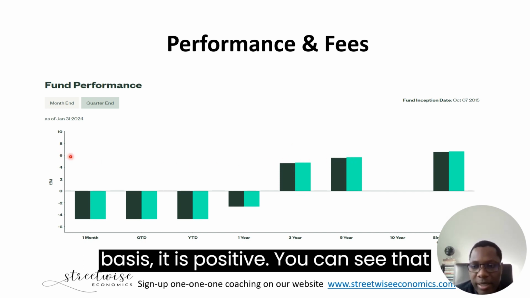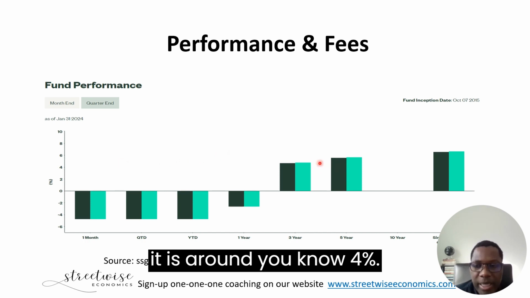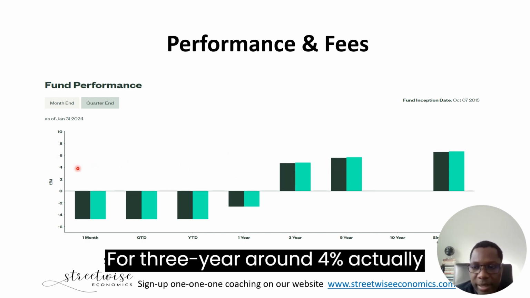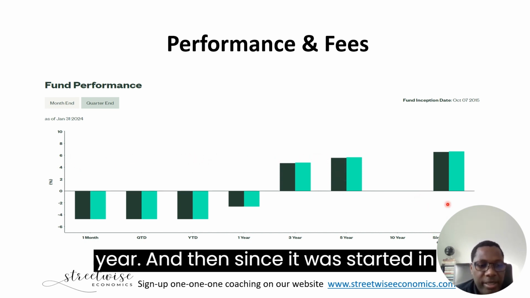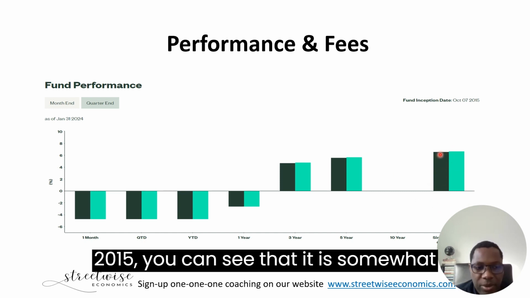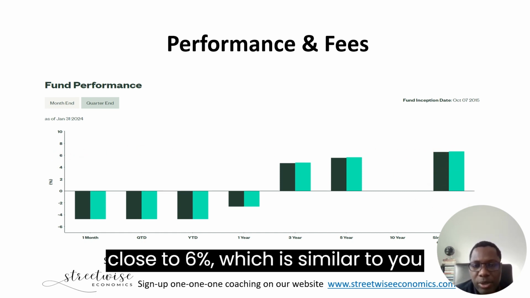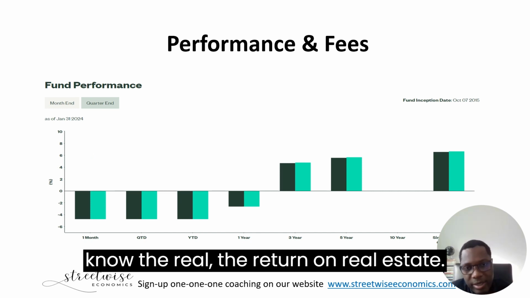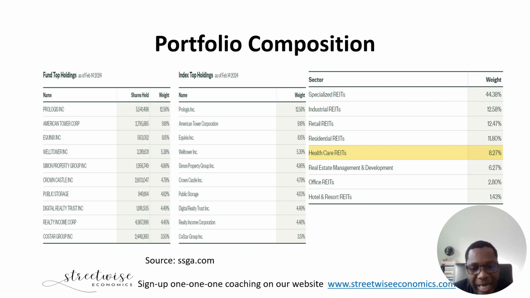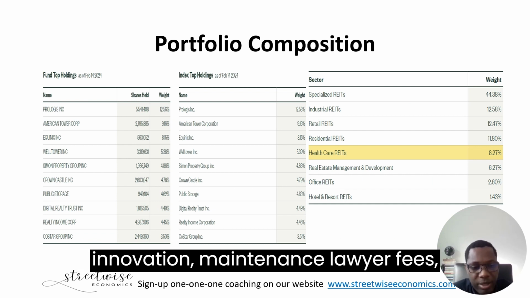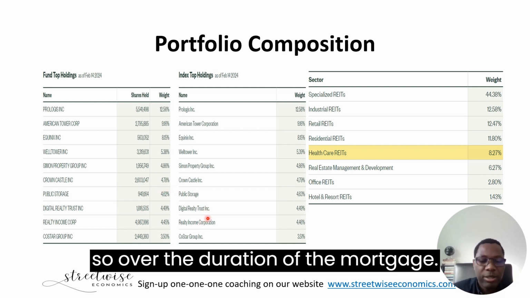You can see that it is around 4% for 3 years, and then 5% for 5 years, and since it started in 2015, you can see that it is somewhat close to 6%, which is similar to the return on real estate, because when you buy a real estate property, it's important to factor in all those other things that come with it: renovation, maintenance, lawyer fees, over the duration of the mortgage.